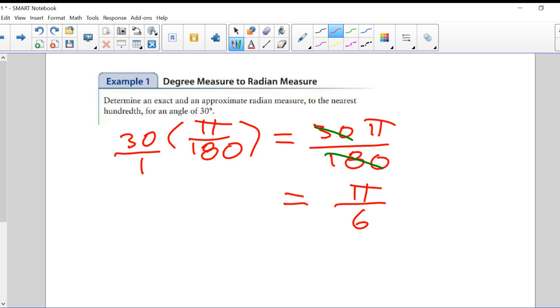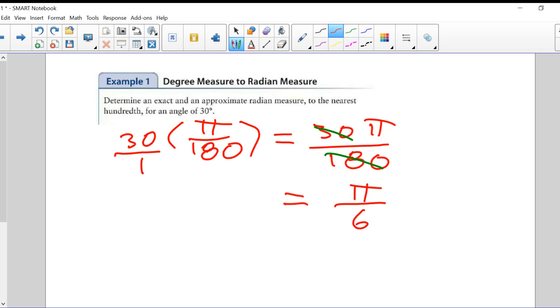So not 6, Mohammed, but pi over 6, because the numerator was 30 and the denominator is 180. So it means that it's going to be less than pi. It's going to be pi divided by 6. Does that make sense, Mohammed? Just want to make sure that's clear. Mohammed, are you good with that? Okay, great. So notice that I didn't leave it in a decimal format.